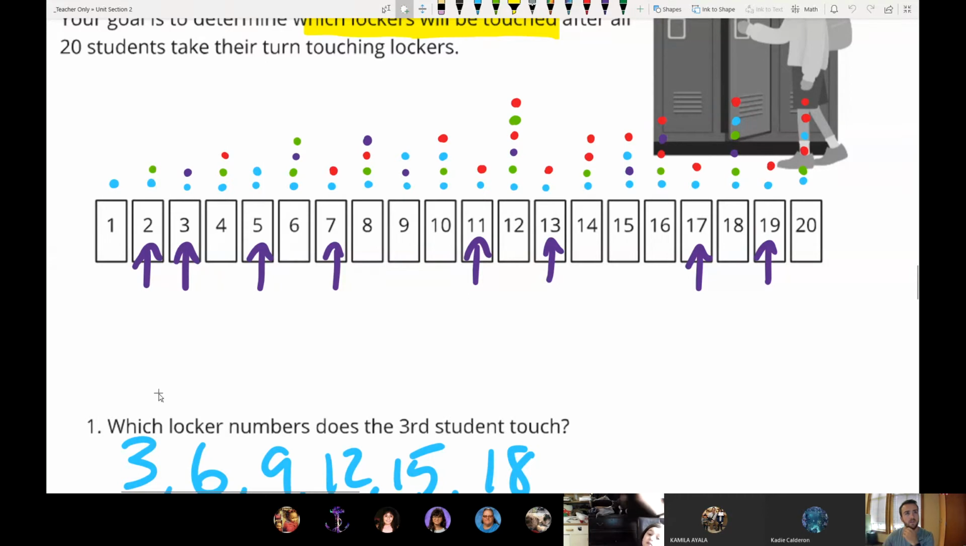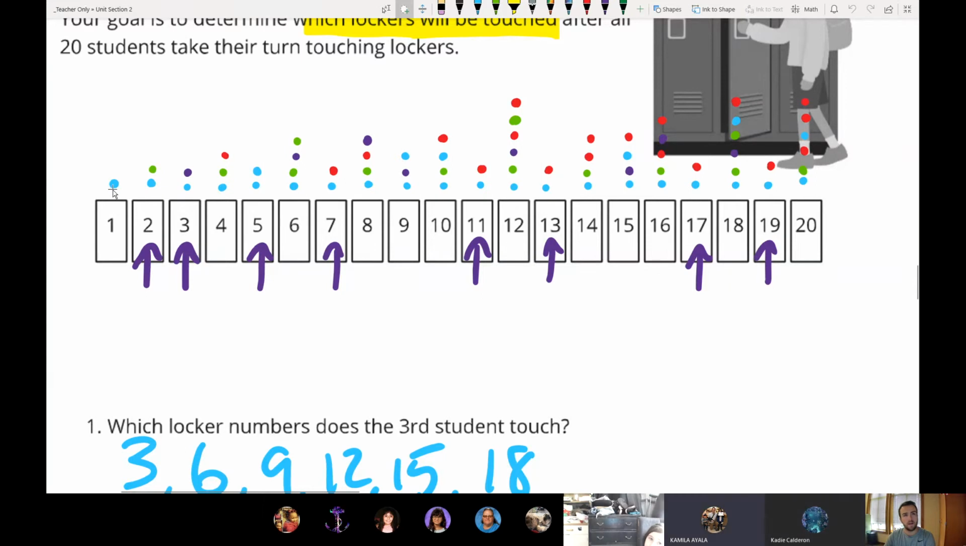Which 2 students touched the second locker? Camila? Blue and green. Which one was the blue student? Which number? 2. So green was 2, and I know I ran out of colors, so they don't really line up. Like there's multiple reds, multiple blues, things like that.